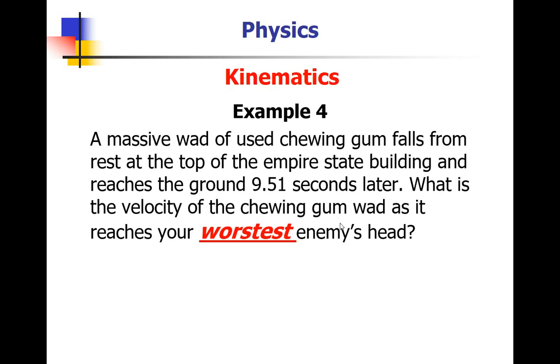A massive wad of used chewing gum falls from rest at the top of the Empire State Building and reaches the ground 9.51 seconds later. What is the velocity of the chewing gum as it reaches your worstest enemy's head? Oh, look, there's somebody from Spring Lake, a Spring Lake Laker. Well, that's rude. But how fast is it going as it reaches the ground?